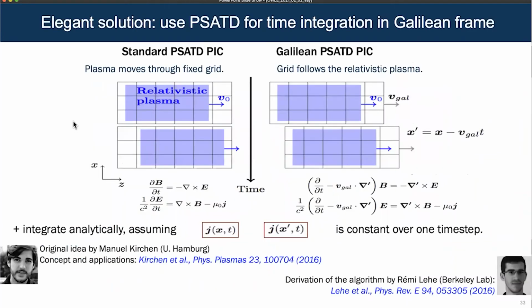Fortunately, there's an elegant solution that has been proposed by Manuel Kirchen from University of Hamburg and derived analytically by Rémi Lehe from Berkeley, which is to take advantage of the analytical solution from the spectral solver to integrate the equation not in a grid that is stationary in the simulation frame, but in a grid that moves with, so just a Galilean transformation, and follows the plasma.